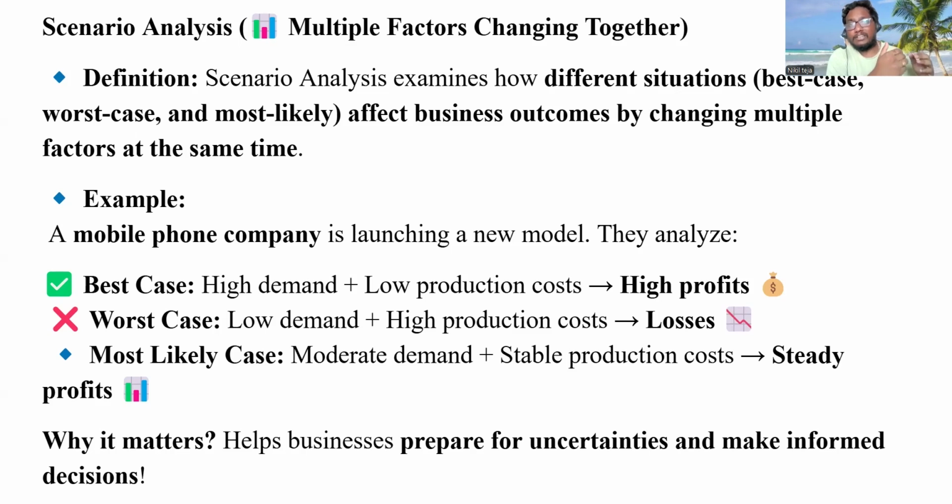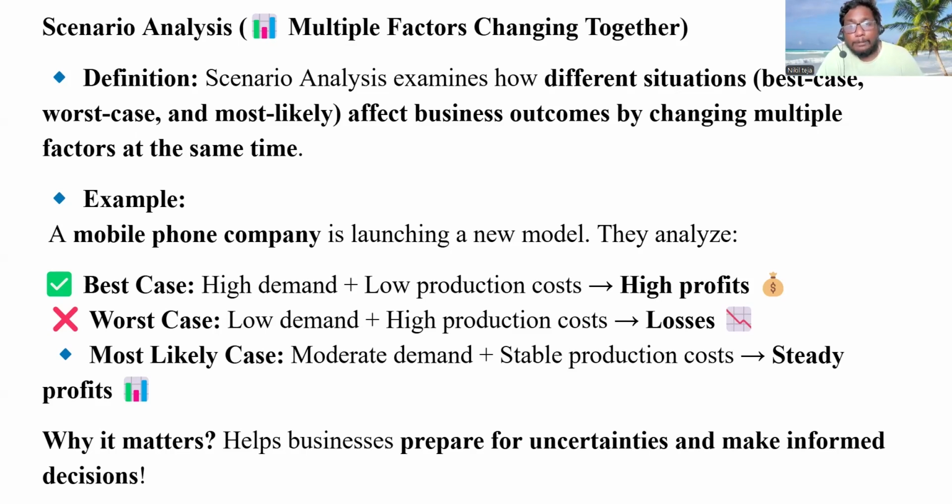For example, best case. If I have best price and low cost, that is the best case. If I have more cost and low price, it will be the worst case. Most likely is somewhere between best and worst. So how the best case, worst case, and most likely case affect the business outcome by changing variables at the same time, right? So let's see an example so that you can understand more clearly.